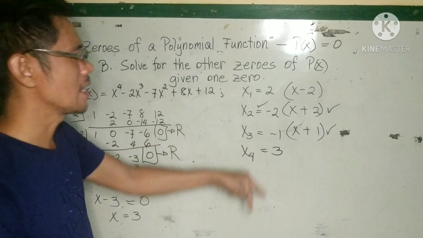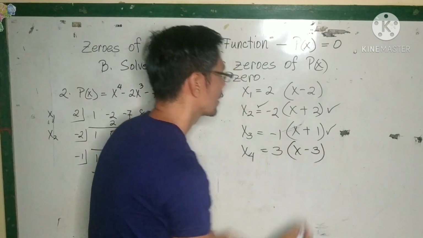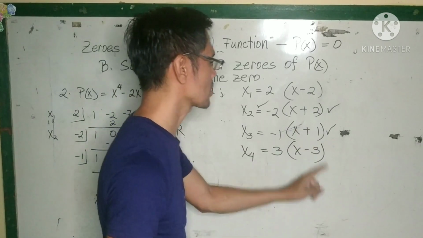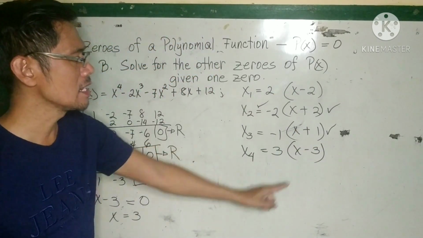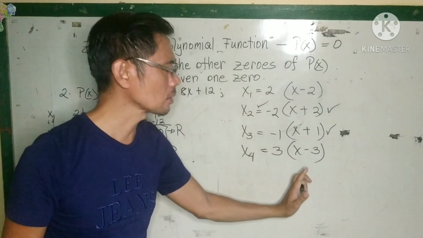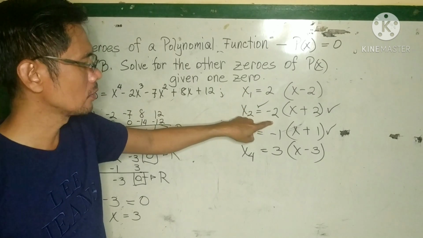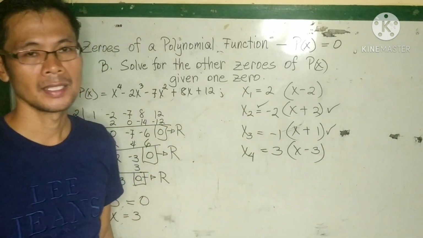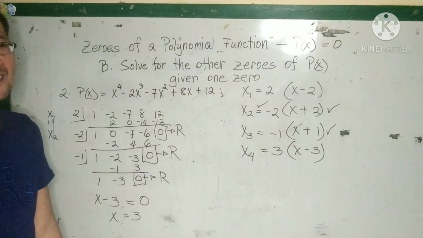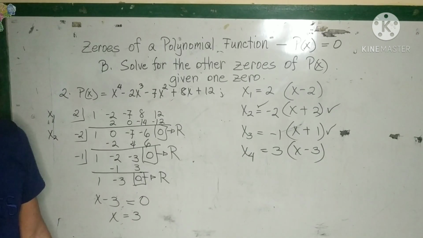So therefore, the linear factors are x minus 2 times x plus 2 times x plus 1 times x minus 3. So these are the linear factors of this p of x. So from the linear factors, we can have the roots, and these are 2, negative 2, negative 1, and 3. Okay? So I just hope that you did understand something about solving for the zeros of a polynomial function.